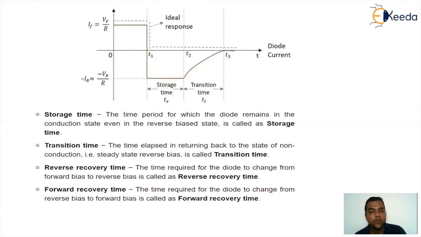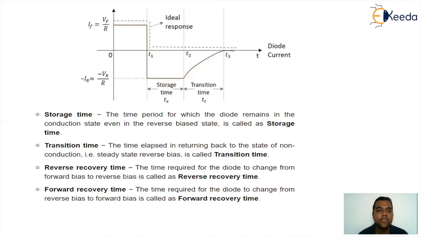During this effect, you will find that the diode will definitely conduct in the reverse state also. That impact will be under the impact of storage time. And then when it is having the transition to reach its reverse bias steady state, that will be the transition time. So overall, there are two time periods required. The first is the reverse recovery time. It is the time required for the diode to change from forward bias to reverse bias. And the forward recovery time is the time required for the diode to change from reverse bias to forward bias.